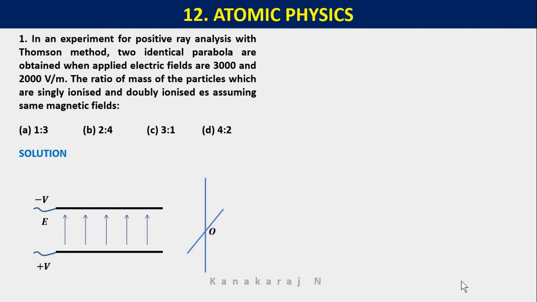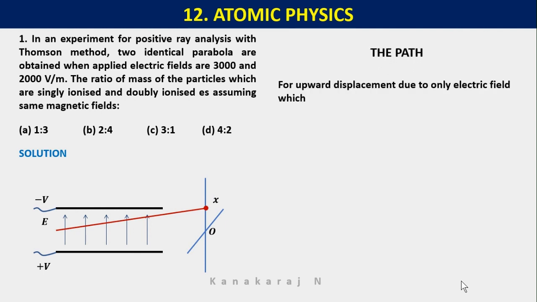Now this positive ray enters, gets deflected towards the negative plate, and hits the vertical x-axis at a point we call x. Good. For upward displacement due to only electric field, which is in the upward direction, Ux equals 0. What is Ux? The initial upward velocity is 0. So we use the formula s equals ut plus half at square, ut becomes 0, and we are left with only displacement equal to half at square. So x equals half times a_E t square.